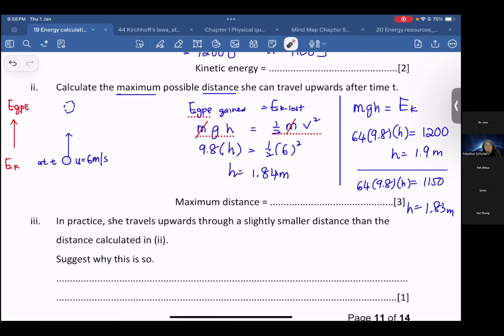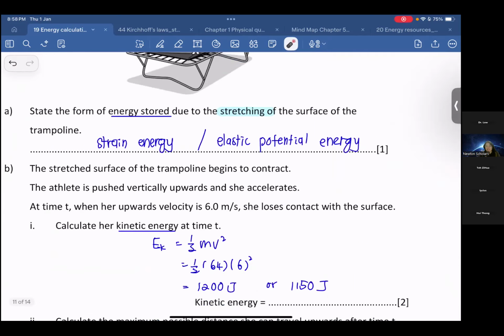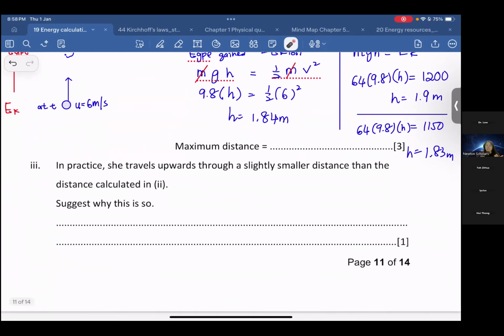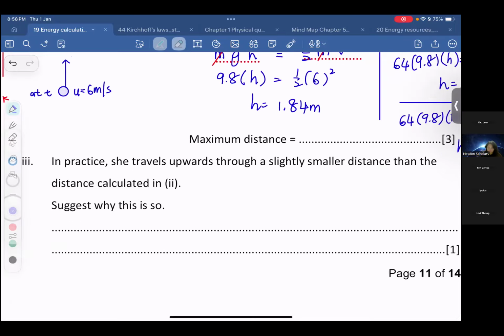Air resistance. Yes, right now it can be air, because this case is in the air. So here, you can mention friction, you can mention air resistance, you can mention, like Angeline said, drag force, or you mention the thermal energy produced. Energy lost due to the thermal. So here, there are a few ways to answer it.